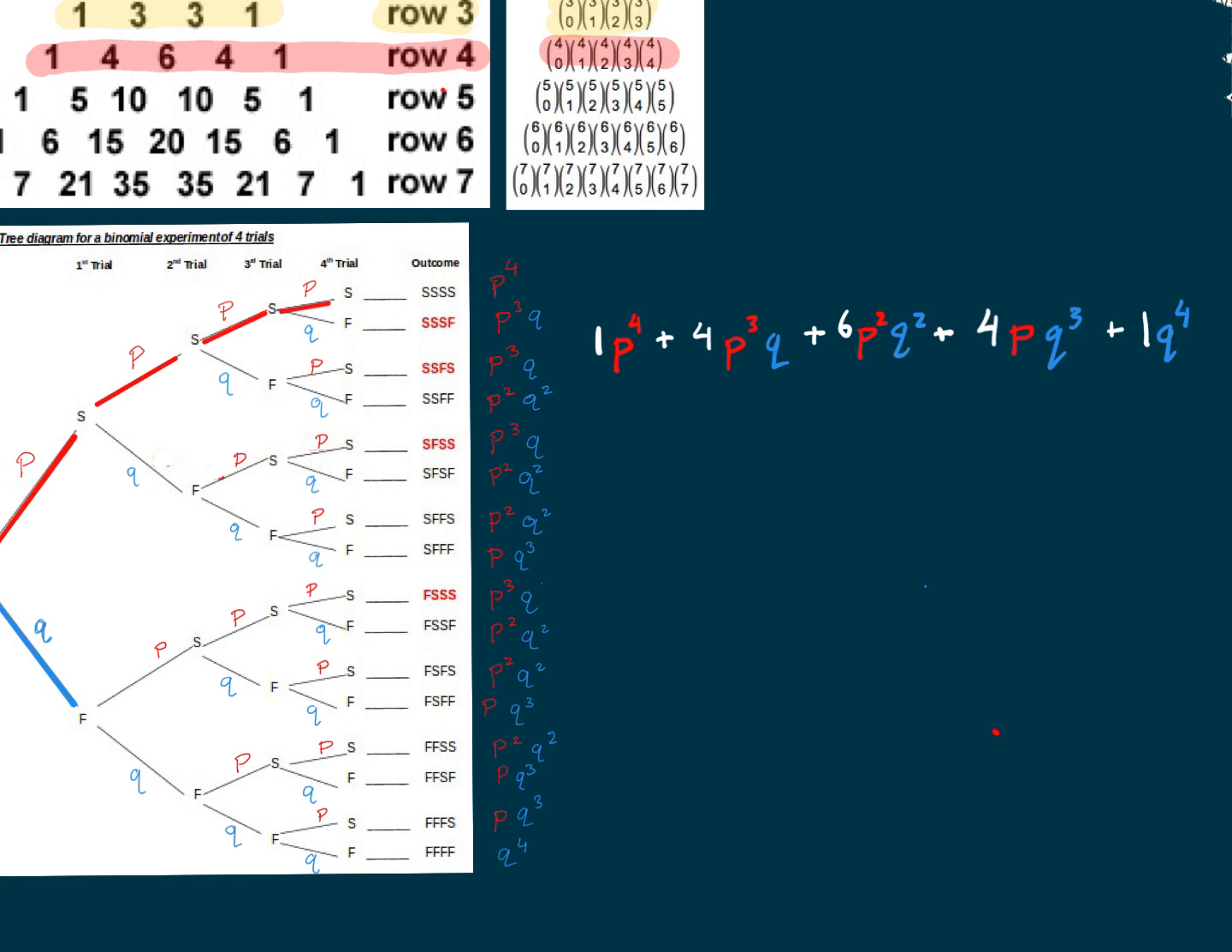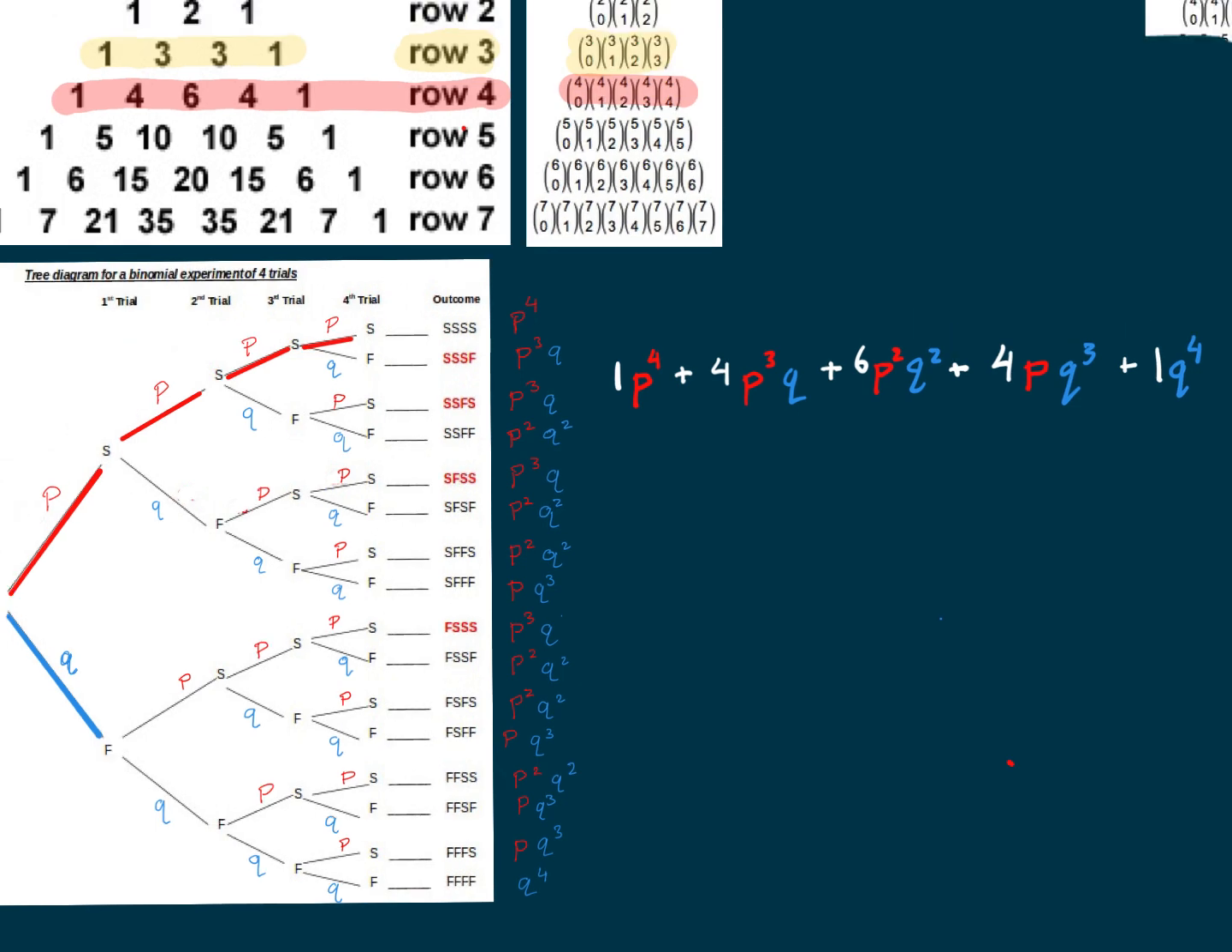Of course, these combinations refer to 4 trials. If we have 5, 6, or 7, we will have a different number of paths, and that can be obtained using Pascal's triangle. The probability of success or failure must remain constant for this particular trial.